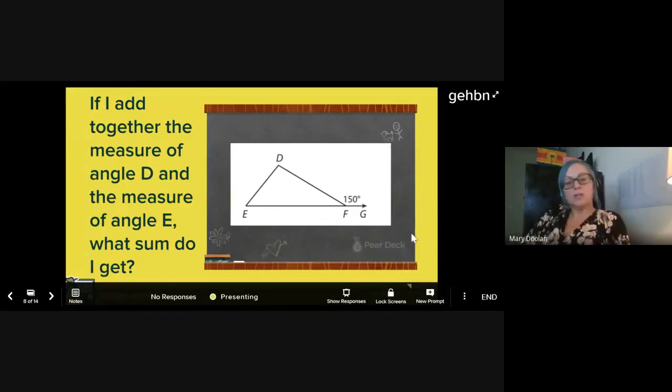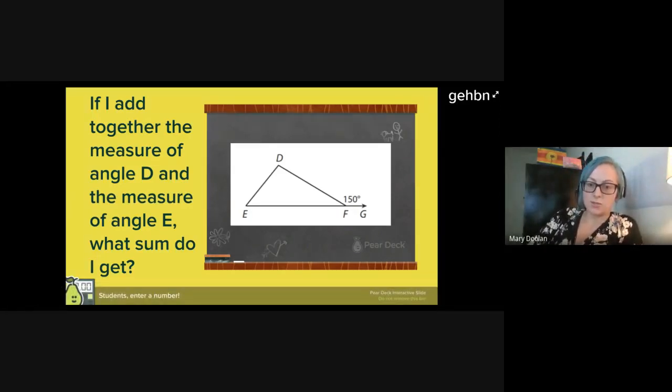And I have a picture of a triangle DEF, because it has the 3 angles, D, E, and F. And then I have a little arrow. It's the ray. It's being extended out from F to create an exterior angle. That's the angle of 150 degrees. That's its measure. You could call it DFG or GFD.